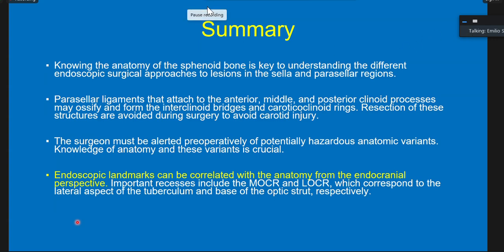is crucial. And endoscopic landmarks can be correlated with the anatomy from the endocranial perspective. The important recesses include the MOCR, LOCR, which correspond to the lateral aspect of the tuberculum and base of the optic strut, respectively.